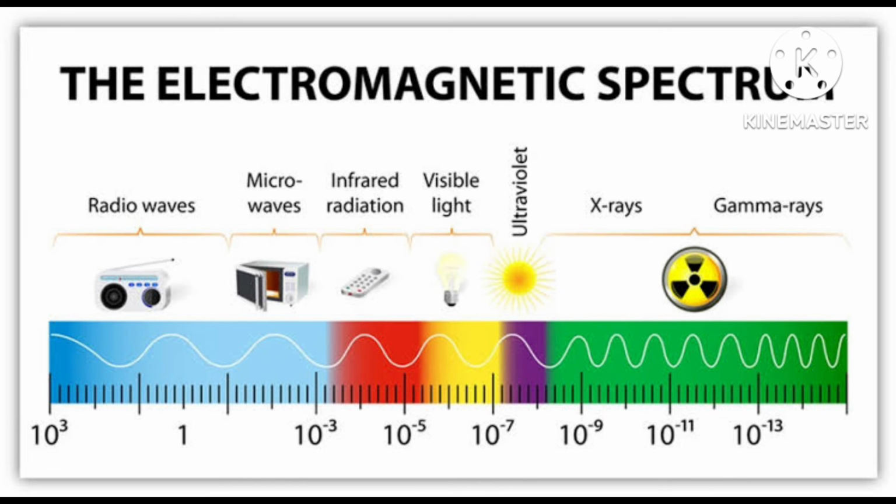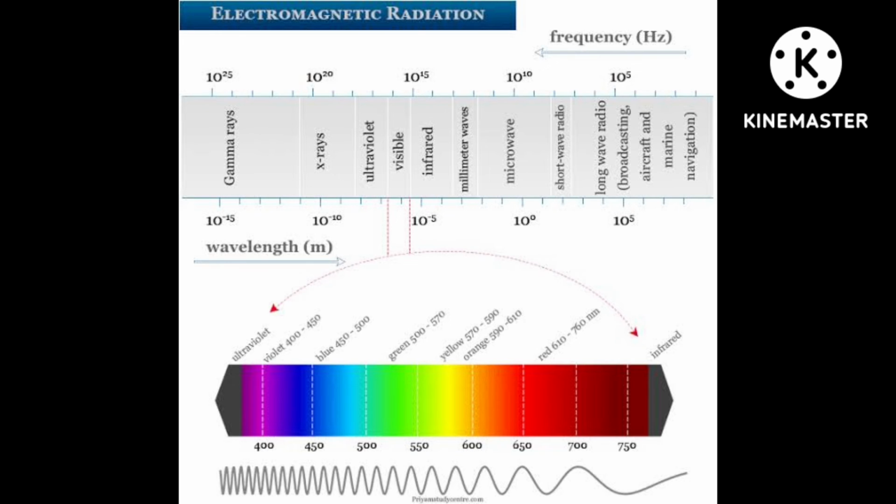Then first you calculate for the 400. Frequency ν is C upon lambda, where C is equal to 3 into 10 to the power 8 meter per second divided by 400 into 10 to the power minus 9 meter. They have given it in nanometer, that's why nanometer is converted into meter. How? 1 nanometer is equal to 10 to the power minus 9 meter.